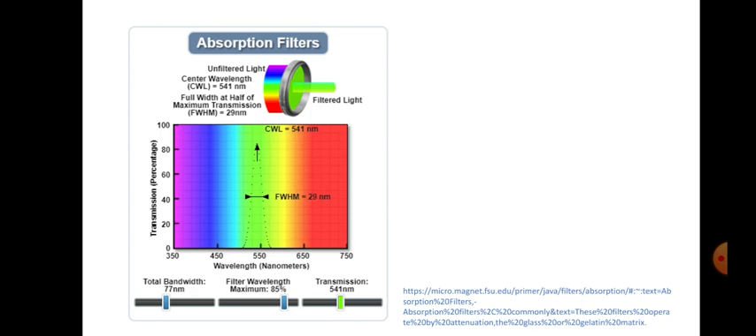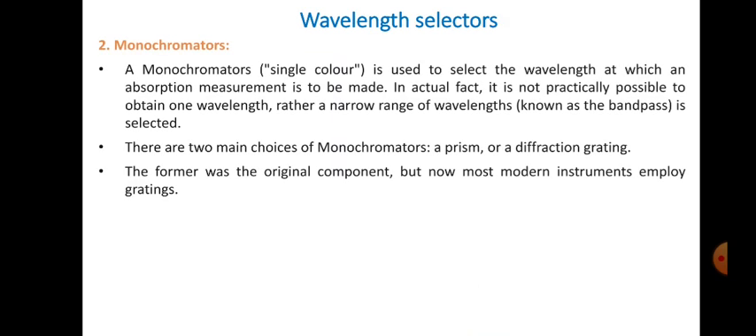A very good simulation is given on this particular website, which will help you to understand the concept of the absorption filter. You just keep on moving this total bandwidth or filter wavelength, then similarly this will go up and down and it will change the light which is passing or filtering through the absorption filter. The second type of wavelength selector is the monochromator.